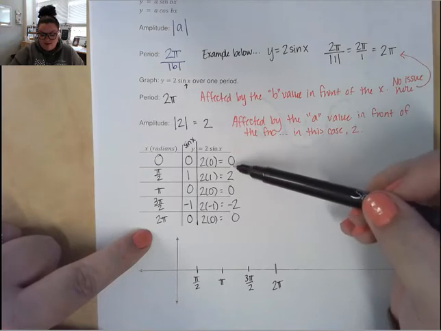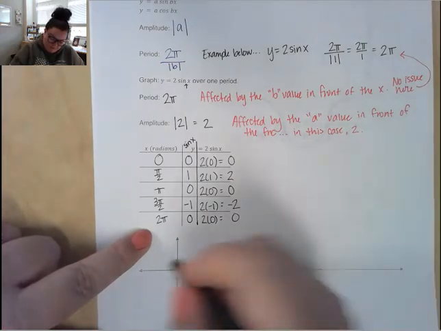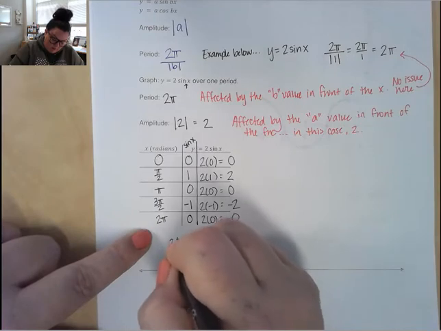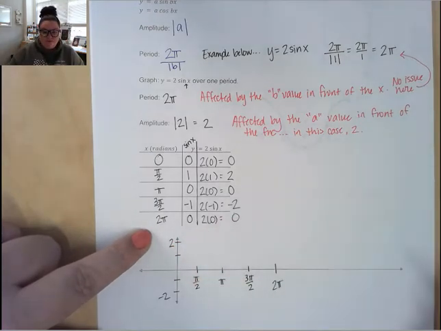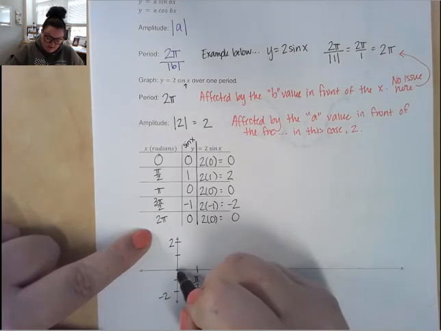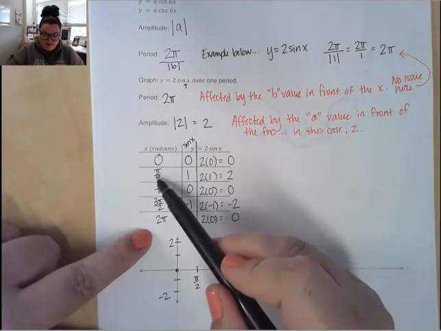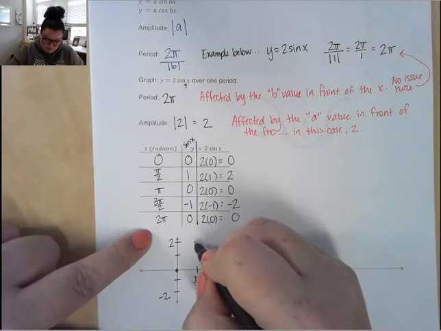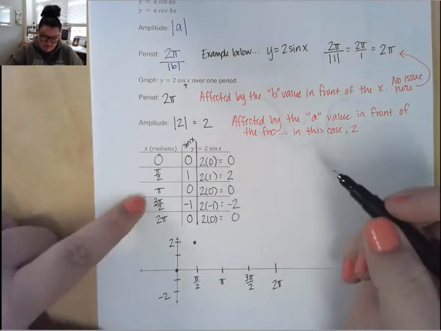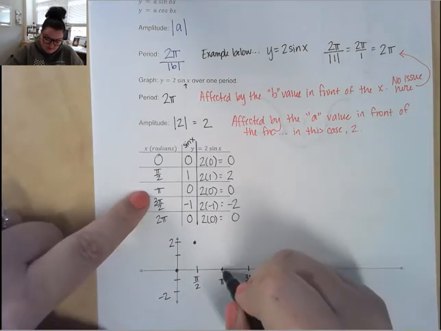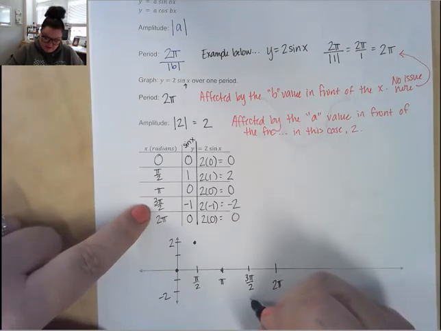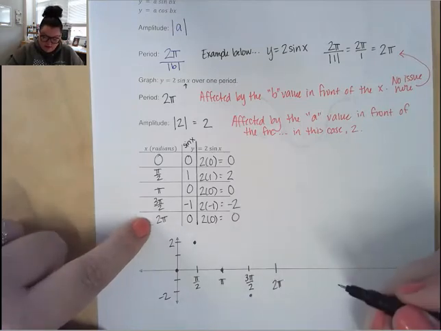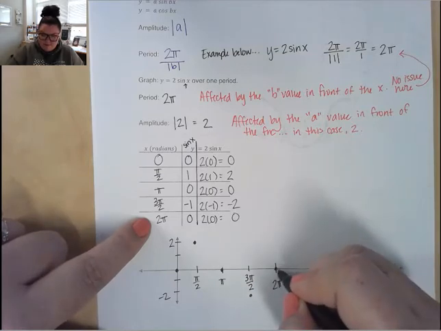Notice our y values are all going to be 0, 2, or -2. Here's 1, here's 2, so -1, -2. So at 0, we're at 0. At pi over 2, we're up at 2. At pi, we're back down at 0. 3 pi over 2, we're down at -2. And 2 pi, we're back up at 0.